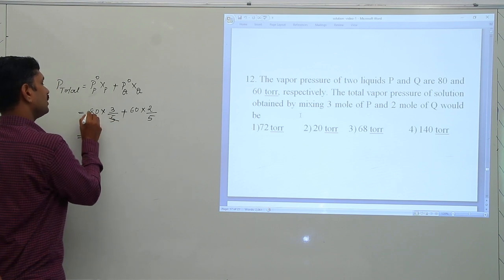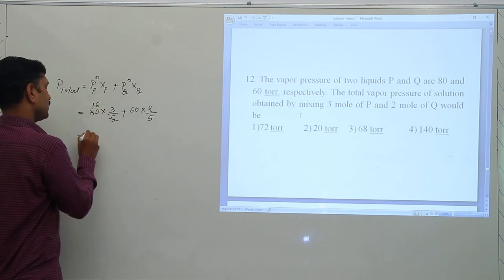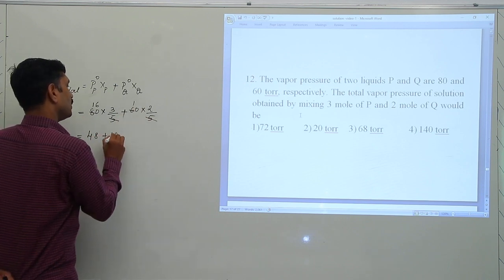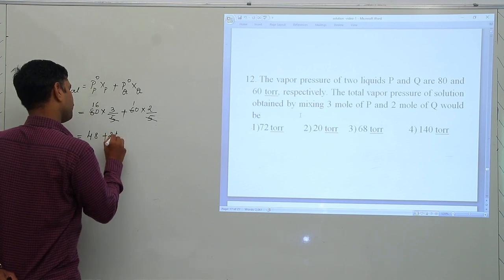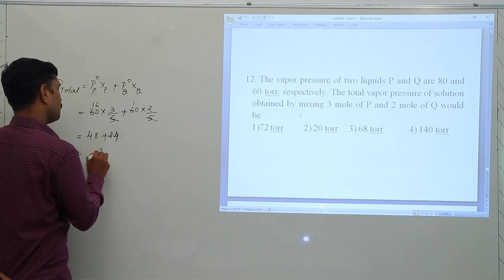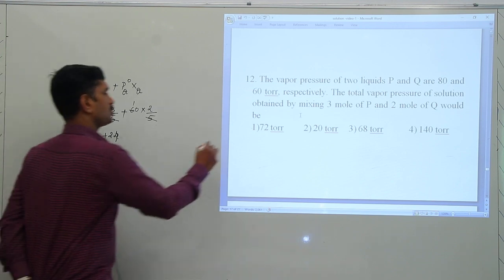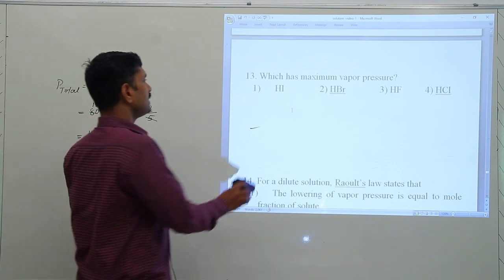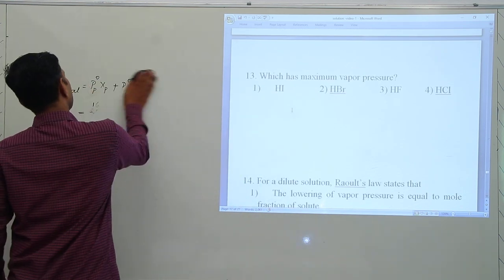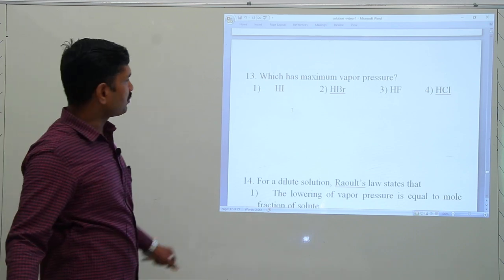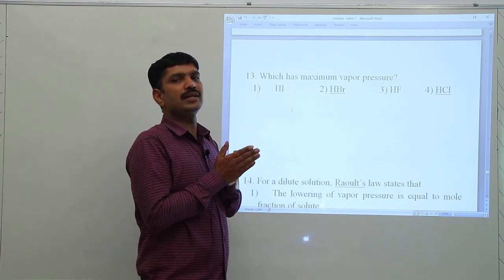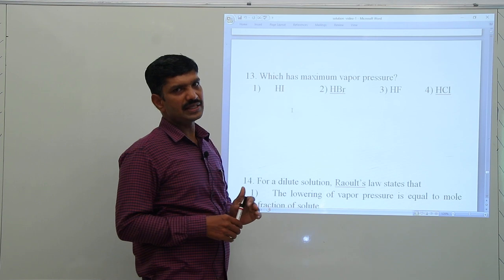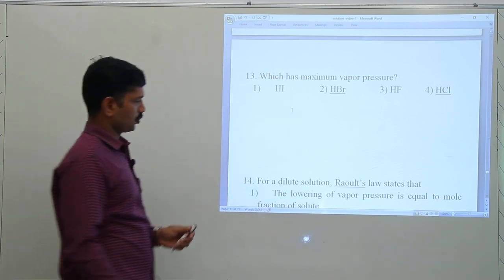So 5 ones are 5, and 5 times 16 is 48, plus 5 times 12 is 12 into 2, 24. So 72 is the answer here. Option first is correct here. So next question, which of the following has the maximum vapor pressure? Actually in this case, HI has the maximum vapor pressure, because the bond between hydrogen and halide becomes weak, so the vapor pressure increases. That's why HI has the maximum vapor pressure.